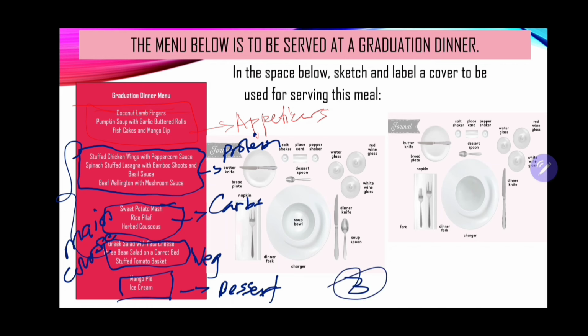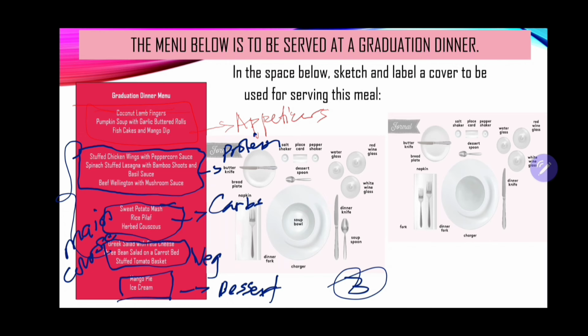So when you are setting the table, right, before you sketch, if you get a question like this again, before you sketch your place setting or your cover, you need to identify how many courses. The amount of courses that we're offering will tell you the amount of table appointments and the type of table appointments that you need, the type of flatware, the type of chinaware, the type of glassware, in some cases, etc.